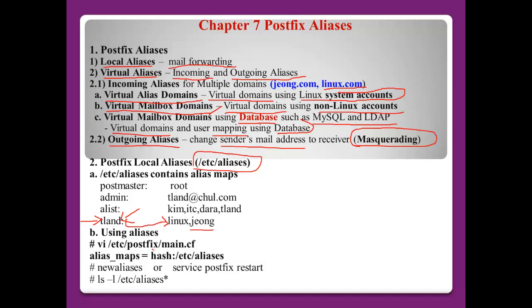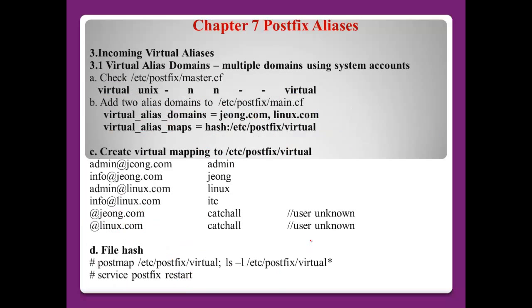So this one is a kind of mail forwarding. After that, in the Postfix main.cf file, we have to configure this one, alias_maps = hash:/etc/aliases. And after that, if we use the newaliases command, then this command will create the aliases database file as well. And after that, service postfix restart. After this command, please do not forget to check the aliases and aliases.db files like this.